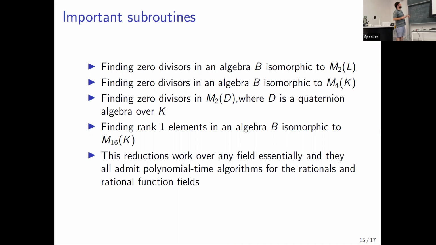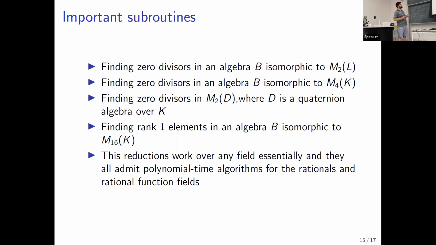Another subroutine is the case of B isomorphic to M4K. It's also mentioned on the slide. To recall, K is just Q or FQT, and L is a quadratic extension. Then what was not quite mentioned is how to find zero divisors in M2D, where D is a quaternion algebra over K. Maybe I said two sentences about this.